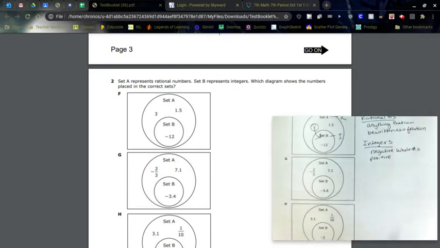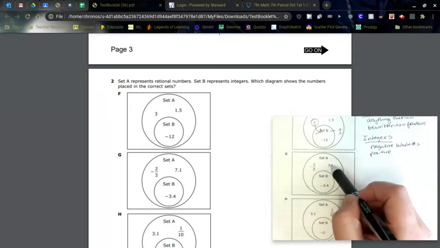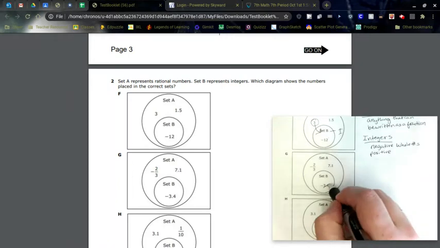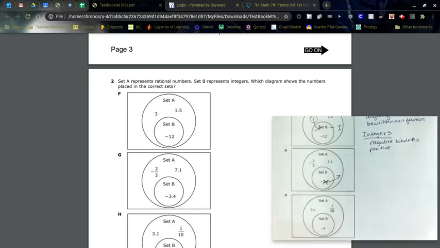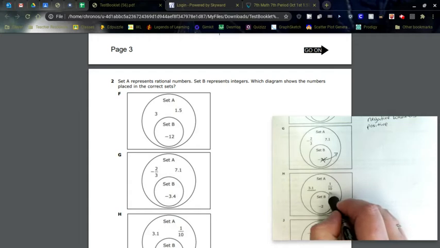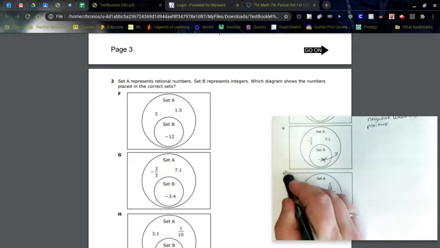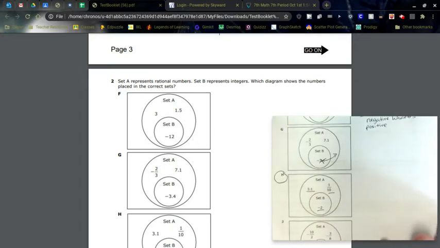Okay, if we look at G, that's a fraction. Even though it's negative, it's still a fraction, so it stays there. But inside, there's a decimal, which means it should really be outside with the rational numbers. Here we've got a decimal, so that's good. We've got a fraction, so that's good. And we've got a negative number, and it's a negative whole number, so that's good. So all 3 of these are good, so my answer is H.